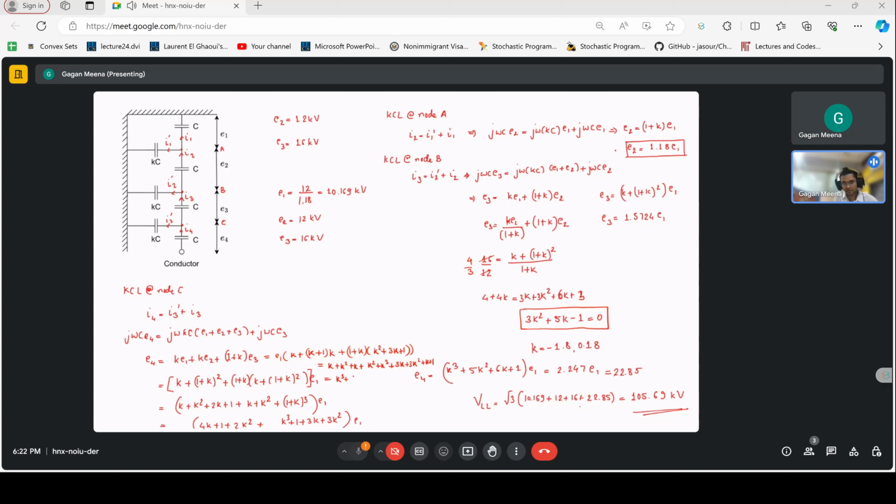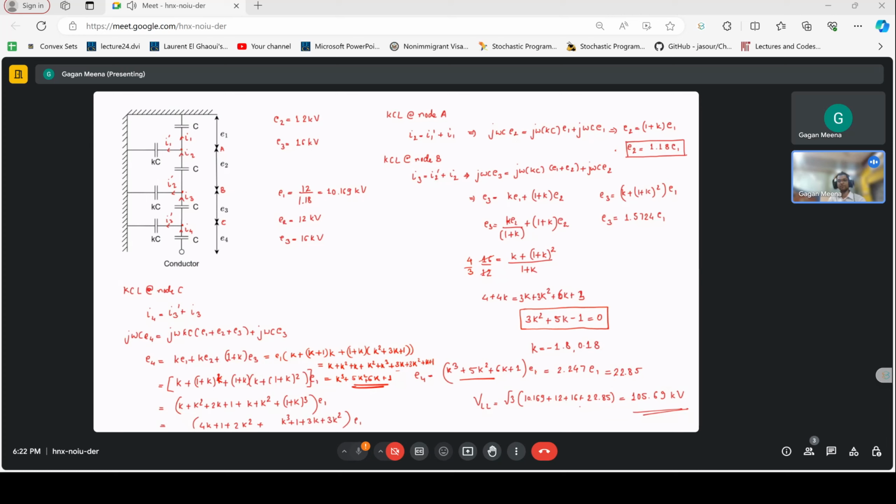So from here we already know E2 and E3, and K we have already found, it is 0.18, so we can substitute K here. So E2 is 1.18 E1, and E1 we can find because E2 is 12 kV. So this is E1, this is E2, E3 is already known. E4 also we can find out by using this, so it is 22.85. Now we want to find the line voltage, so we need to add all these 4 values and then multiply by root 3, so we get the VLL.